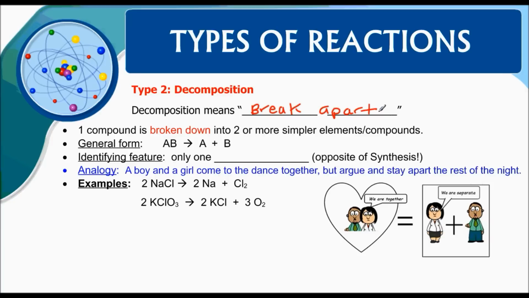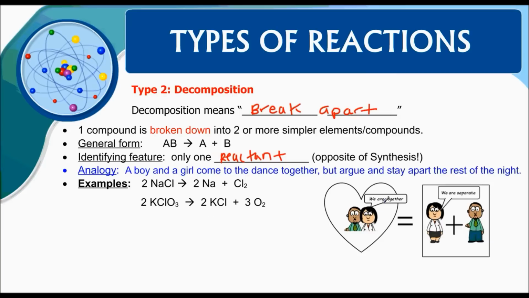In this reaction, one compound is broken down into two or more simpler elements or compounds. And the form, if you look at it, it's the opposite from synthesis. You've got AB together yields A plus B. So the identifying feature in decomposition is there's only one reactant.